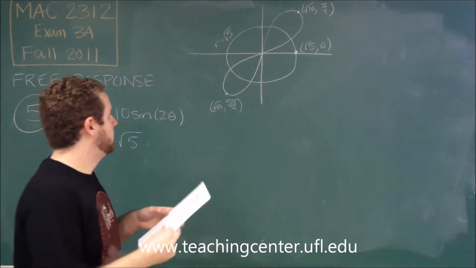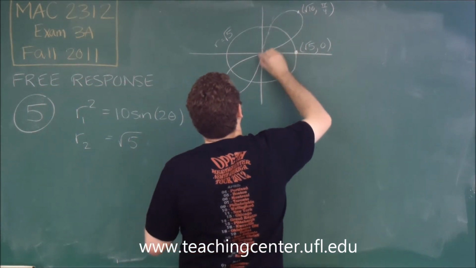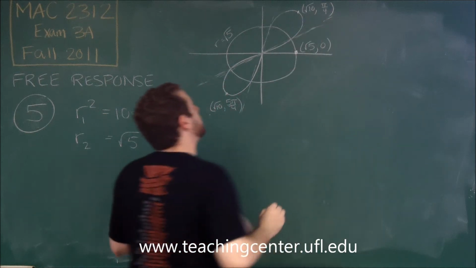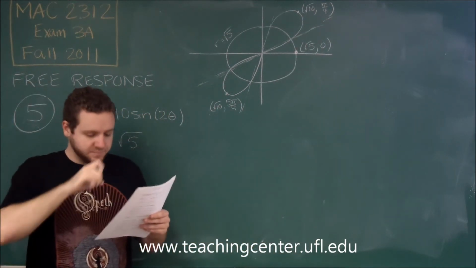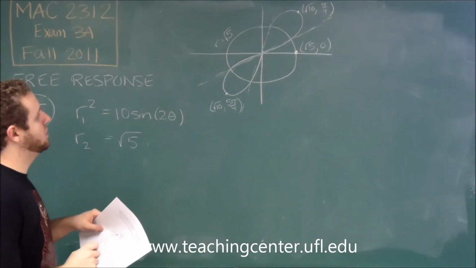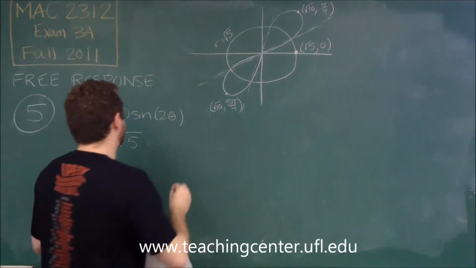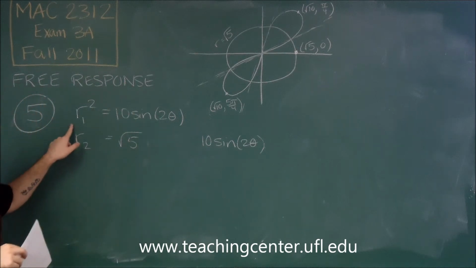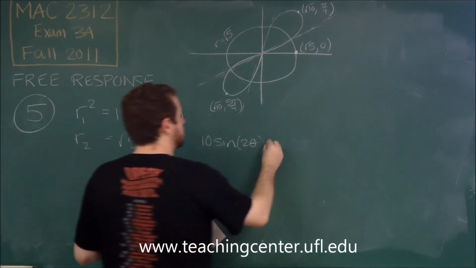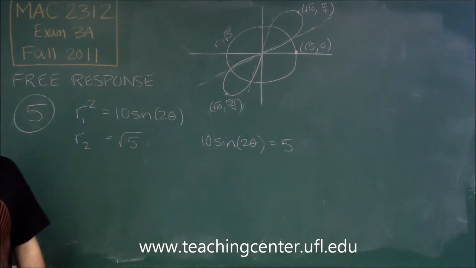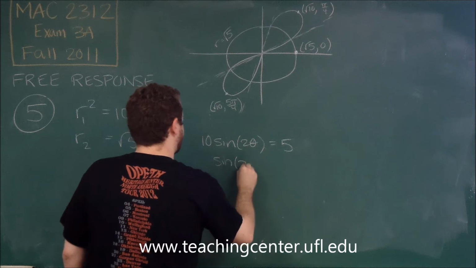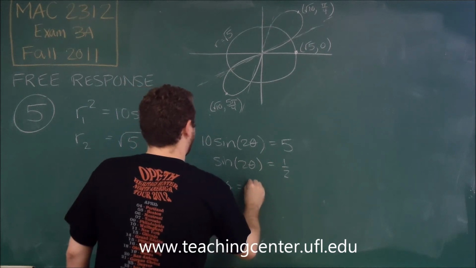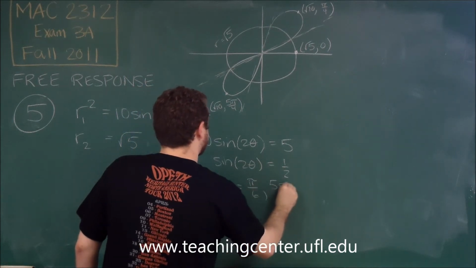And we need the lines of intersection. So our lines of intersection are going to look like this, and this, approximately. So we just need to figure out what angles those are at. Those angles are going to occur when these two graphs are equal to each other. So 10 sine 2 theta, now keep in mind that's r1 squared, so r1 squared would have to equal r2 squared, so this is going to give us 5, not square root of 5. So where does this happen? Well, this is wherever sine 2 theta is equal to 1/2, which means that 2 theta is equal to either pi over 6, 5 pi over 6.